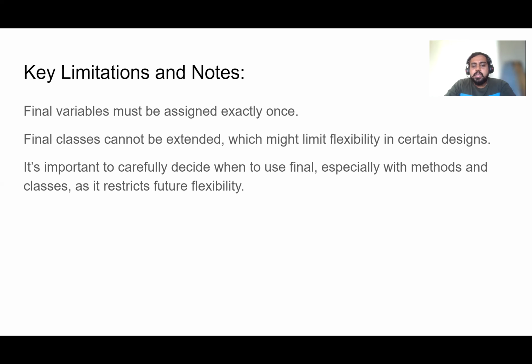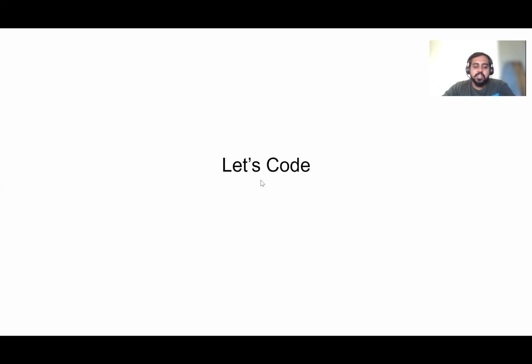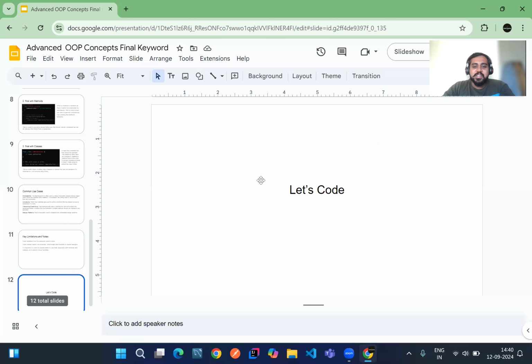It's important to design carefully when to use final, especially with methods and classes, because it restricts future flexibility. Suppose I make a class final today, and tomorrow we want to extend something, I can't do it. So as a developer, we need to think thoroughly before making any class or method final. Okay, so these are all about theory, guys. Now let's get back to our practical mode. I'll open my IntelliJ IDE.